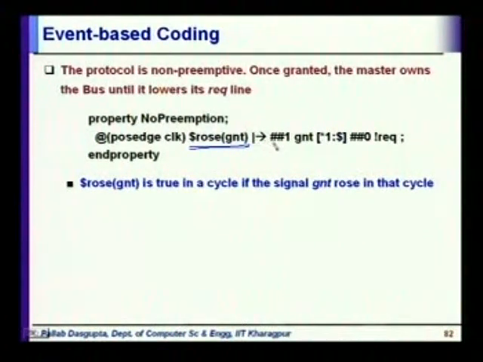Then, so if grant was raised, then grant will remain high. So this is a repetition operator. We must have grant until we get not request. So $rose(grant) implies grant will remain high until request is lowered. So that is non-preemption, that as long as your request is high, grant cannot be taken away from you. Clear? Yes or no?